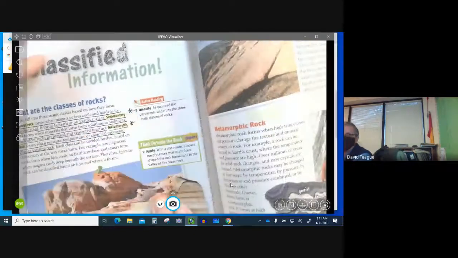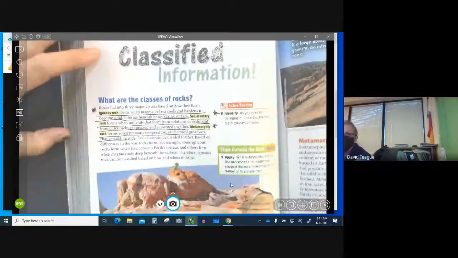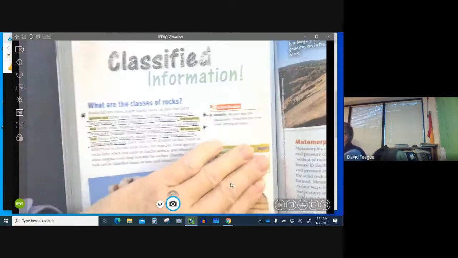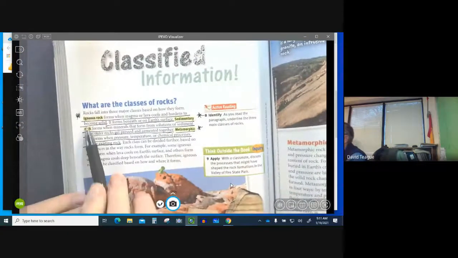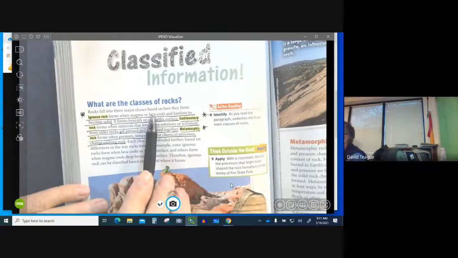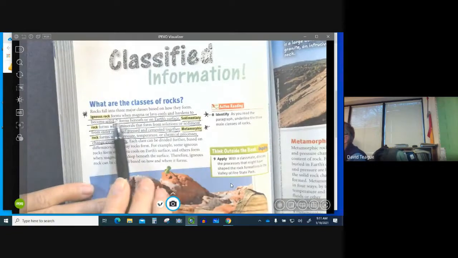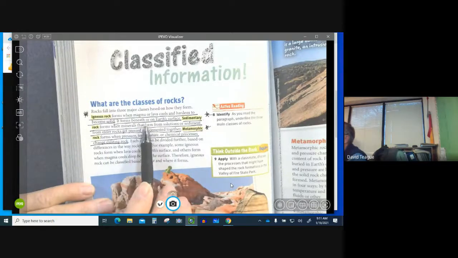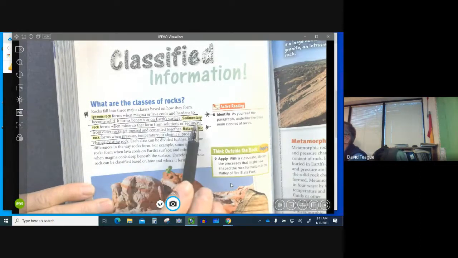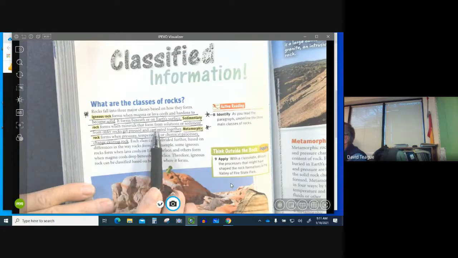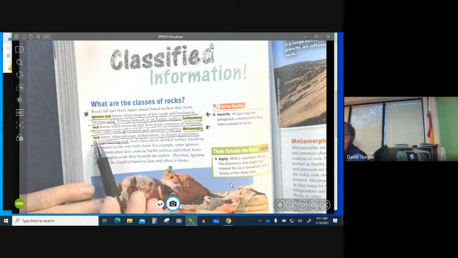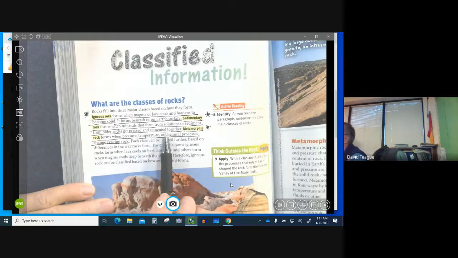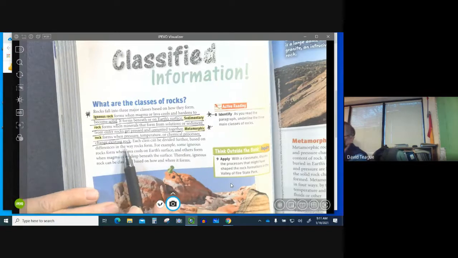Classifying information. What are the classes of rocks? Well, this is what we learned last week, right? So just as a refresher, rocks fall into 3 major classes based on how they form. Igneous forms from magma and lava, cools and hardens to become solid. It forms beneath or on Earth's surface. Sedimentary rock forms when minerals that form from solutions or sediment from older rocks get pressed and cemented together. Metamorphic rock forms when pressure, temperature, and/or chemical processes change existing rock.